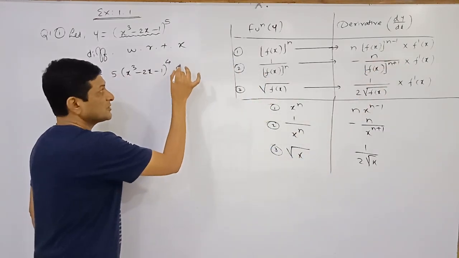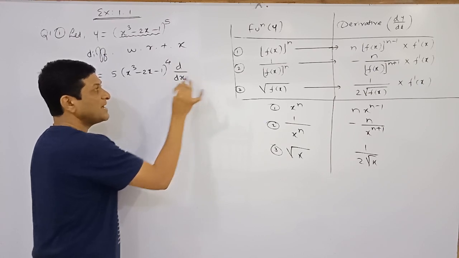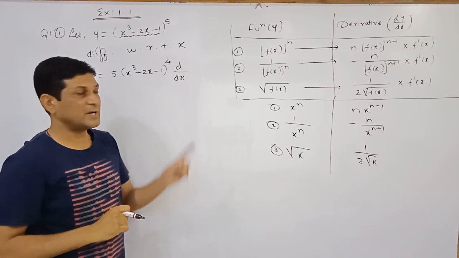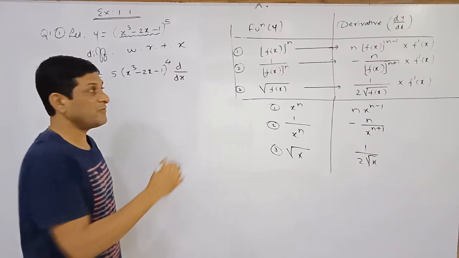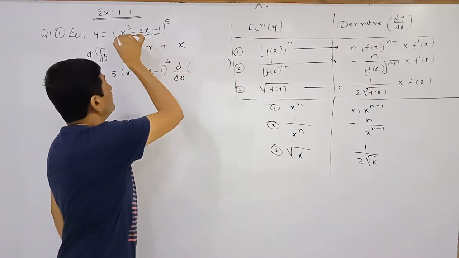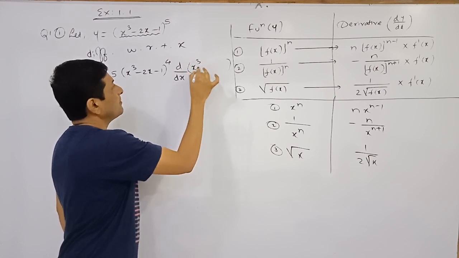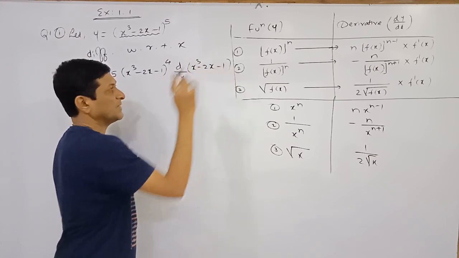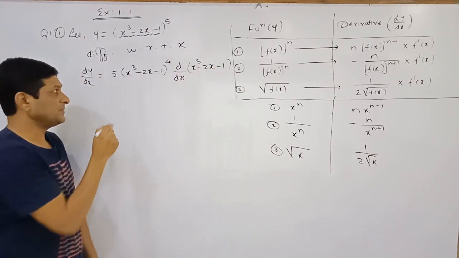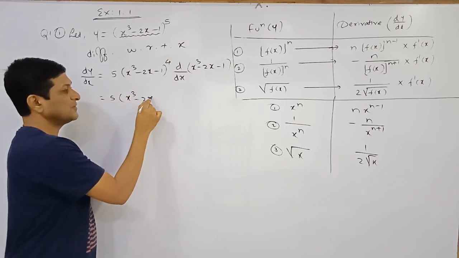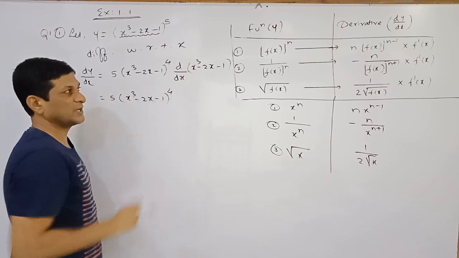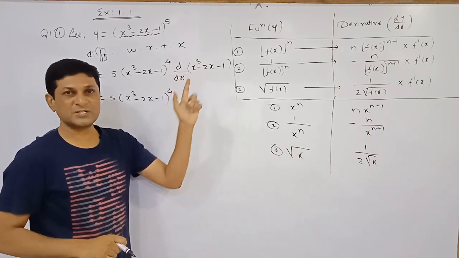So derivative can also be denoted by what? d by dx. While solving the example, we will denote derivative by d by dx. Then derivative of what? f of x. What is f of x here? f of x is x cube minus 2x minus 1. The remaining part is the simplification part. 5 keep it as it is, this x cube minus 2x minus 1 raised to power 4 keep it as it is. Now we are finding its differentiation.